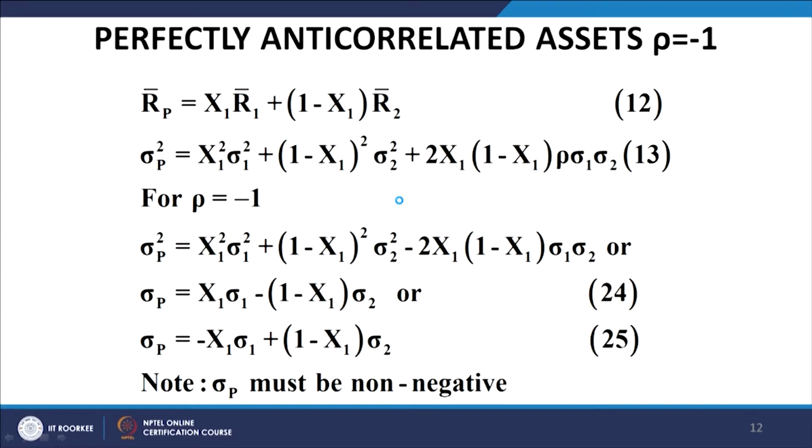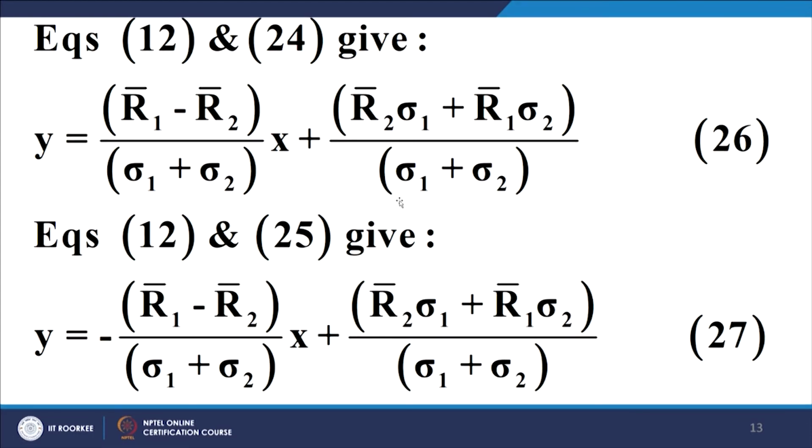So, if we solve equation number 12 and equation number 24, what we get is equation number 26, which is again a straight line with the y intercept (r_2 sigma_1 plus r_1 sigma_2) divided by (sigma_1 plus sigma_2), and with the slope (r_1 minus r_2) divided by (sigma_1 plus sigma_2). And if we eliminate x_1 between 12 and 25, what we get is the same intersection. It is again a straight line, and the point of intersection with the y axis is also the same as in the case of 26.